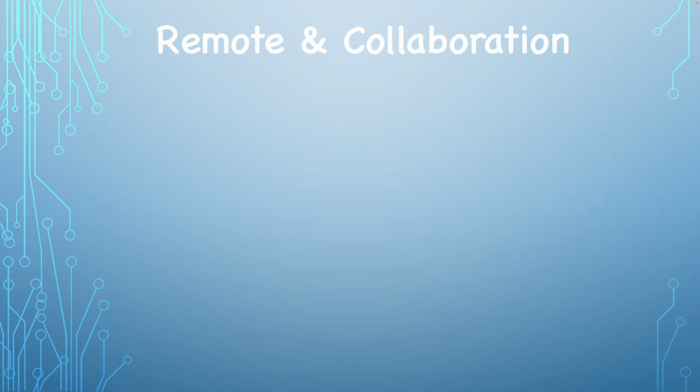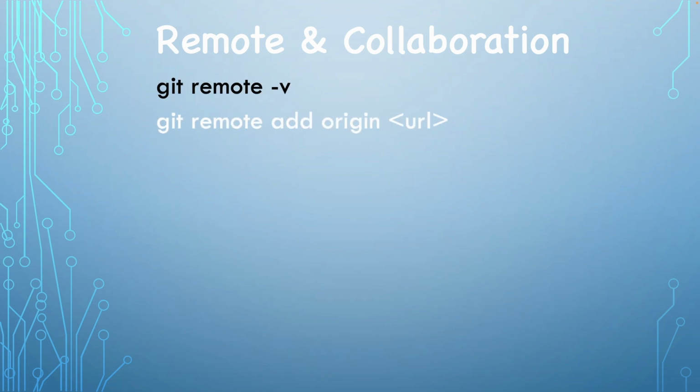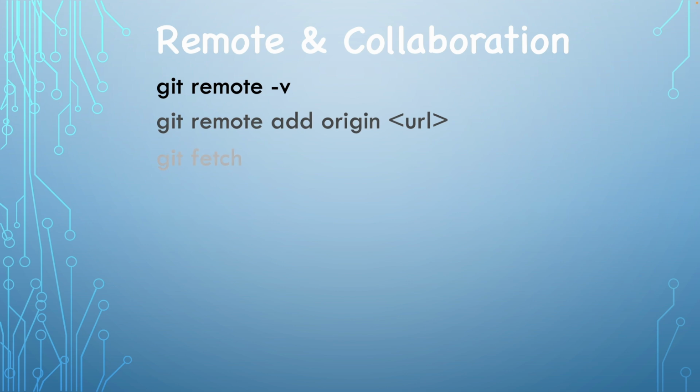To show remote repository URL, we run git remote -v. But git remote add origin URL is to add a remote repository. To fetch changes from the remote repository, we run git fetch.